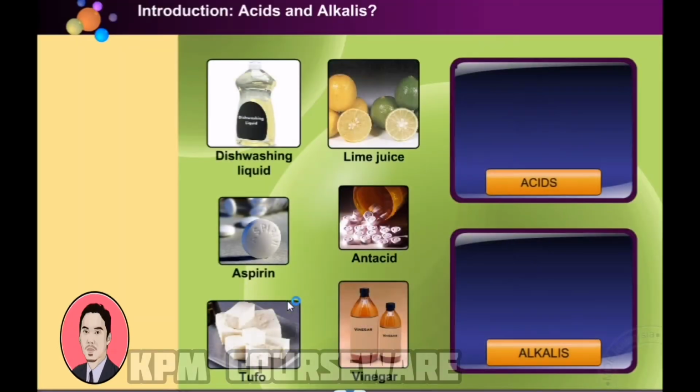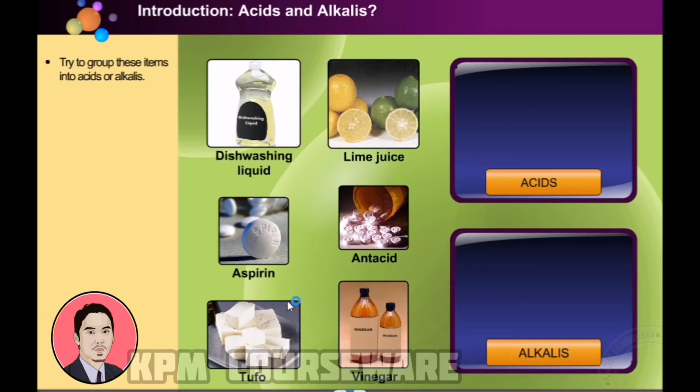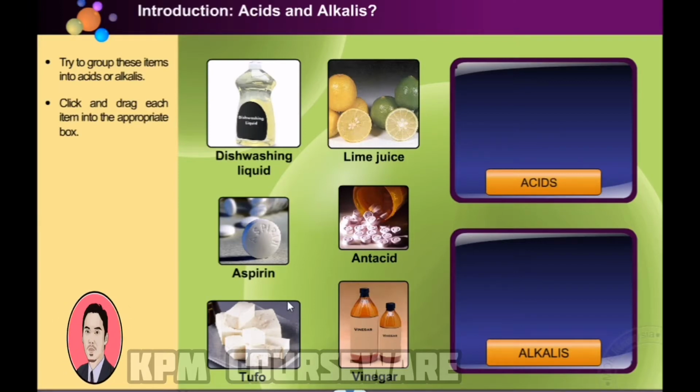Can you recall acids and alkalis? Try to group these items into acids or alkalis. Click and drag each item into the appropriate box.